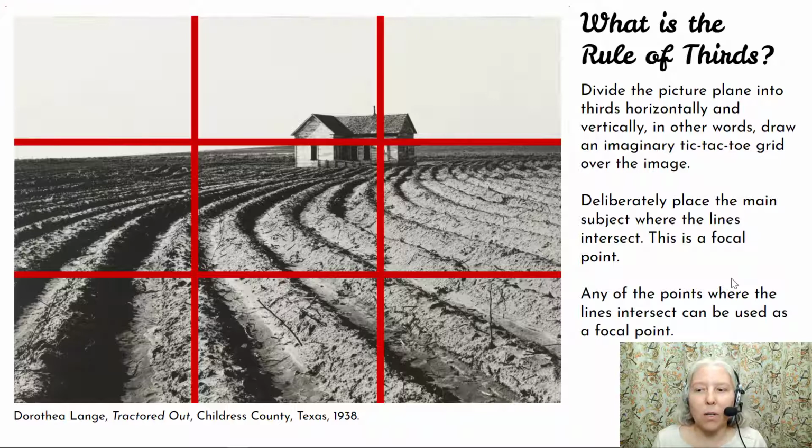Any of the points where the lines intersect can be used as a focal point. In this case, the photographer, Dorothy Lang, chose to use the upper right intersecting lines. However, she could have chosen any of the other three options.